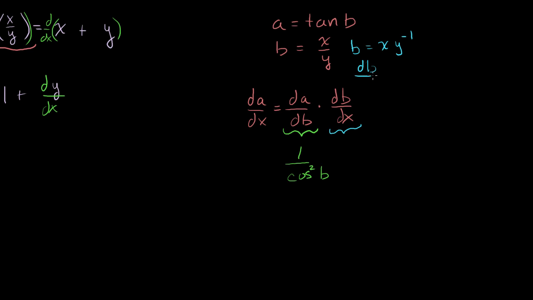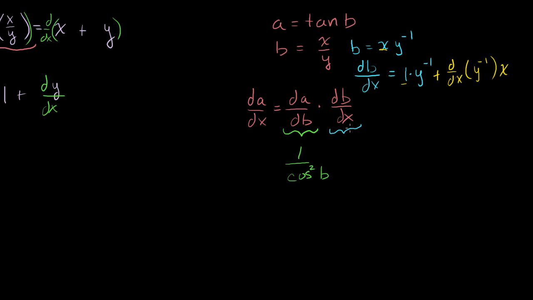The derivative of b with respect to x is equal to the derivative of x times y to the negative 1. So the derivative of x is 1 times y to the negative 1 plus the derivative with respect to x of y to the minus 1 times the first term, times x. Clearly I haven't completely simplified it yet. I still have to figure out what this thing is here. But I just simply applied the product rule here. Derivative of the first term, derivative of x is 1 times the second term, plus the derivative of the second term times the first term. That's all I did there.